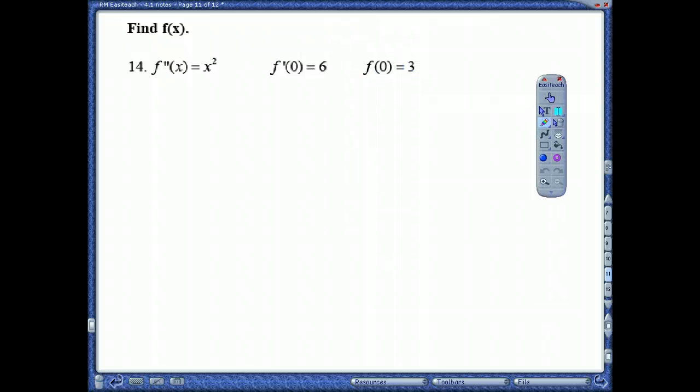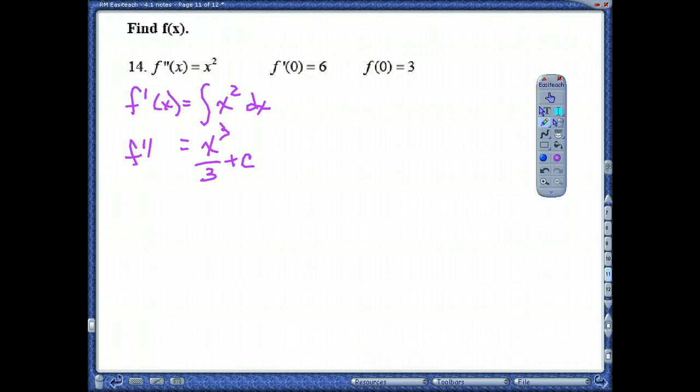Now, they've kind of switched things up on number 14. They have given us the second derivative. They've given us a point on the first derivative and a point on the original graph. Kind of tricky. Well, all we're going to do there is integrate a couple of times. We've got to integrate the second derivative to get to the first derivative. So when we do that, we're going to have x to the third over 3 plus c.